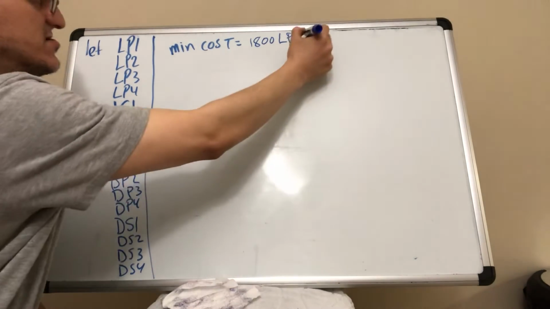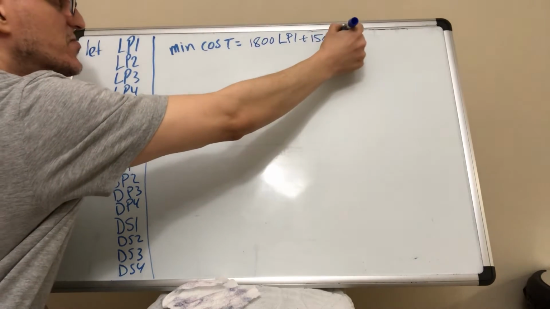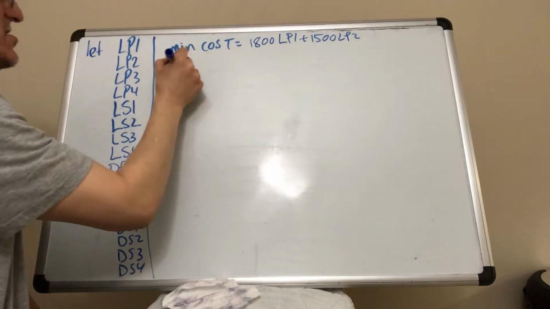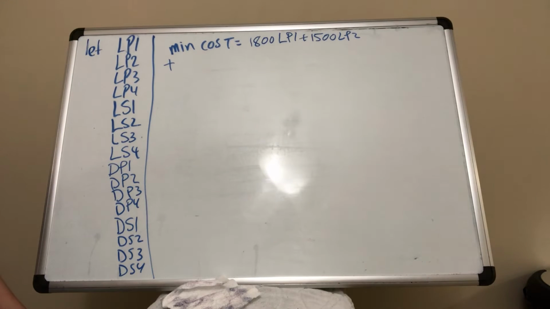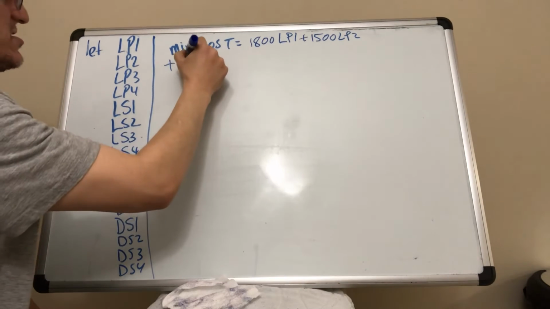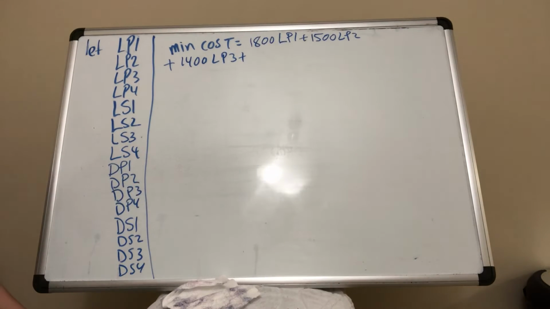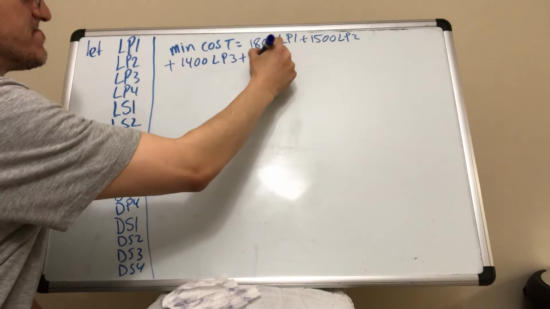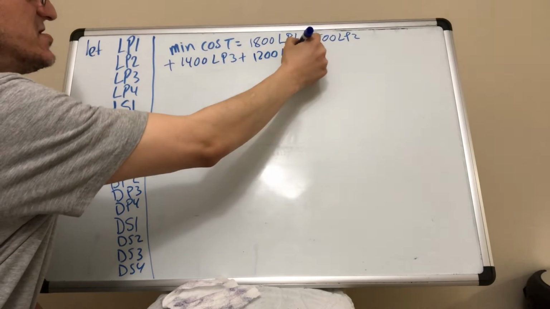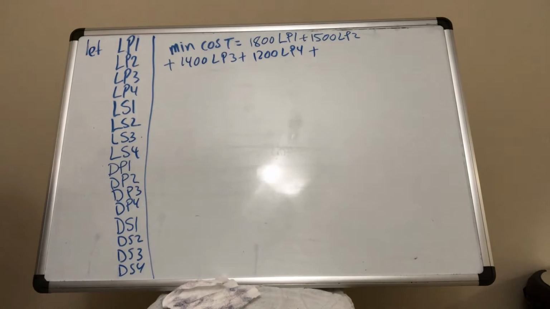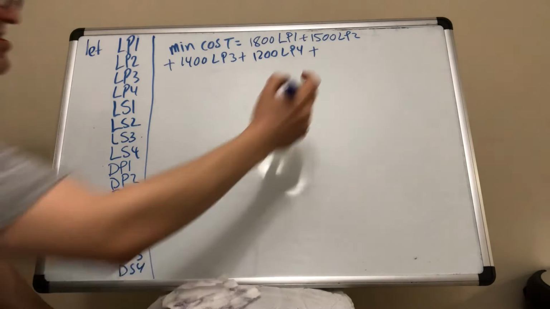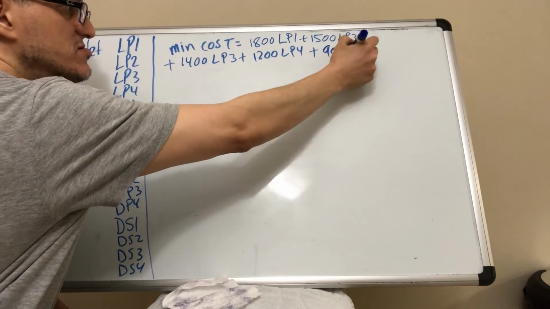Then it's 1,500 for an LP2. Then it's 1,400 for LP3. Then it's 1,200 for LP4. What about producing the D? Line 4, it's $900 to produce a D.